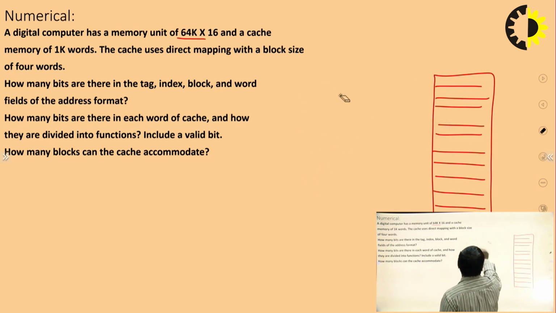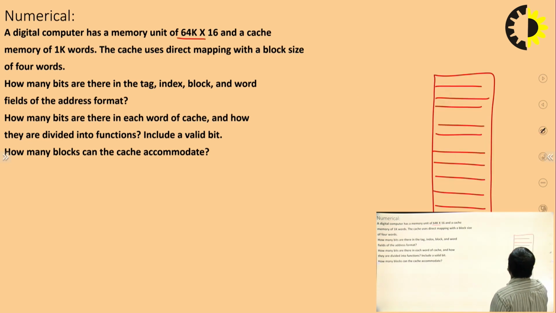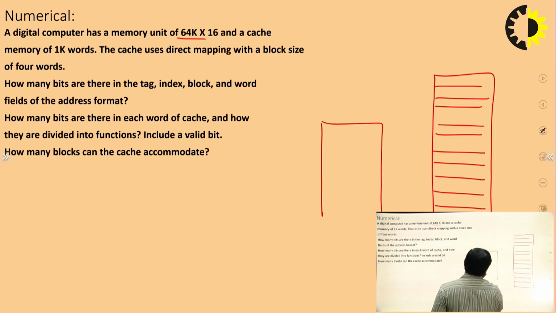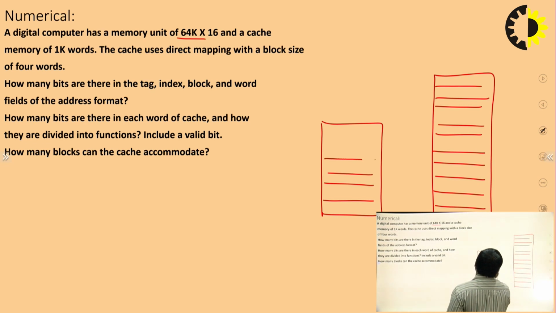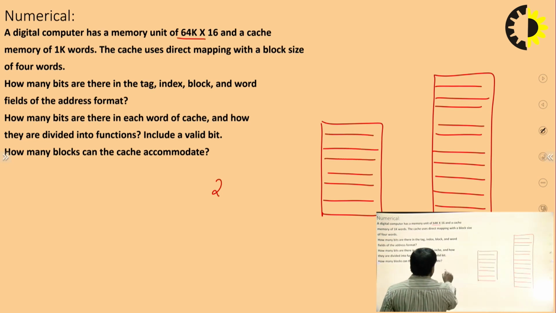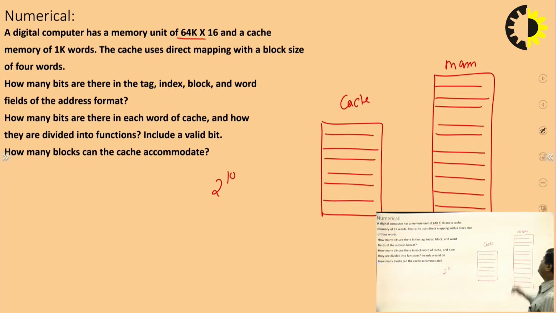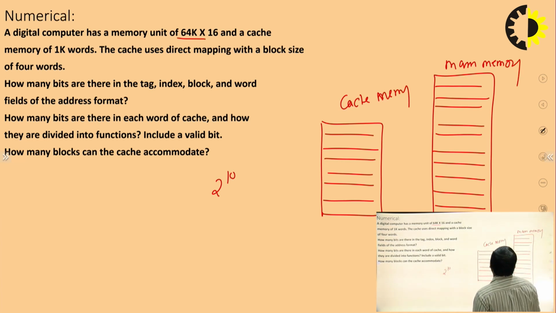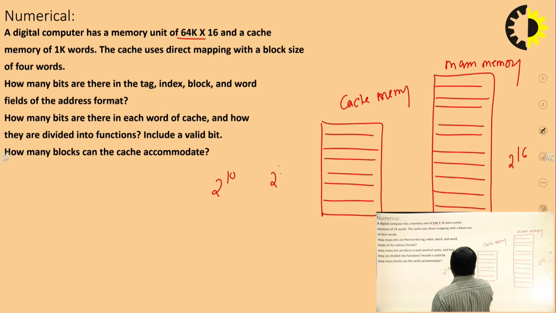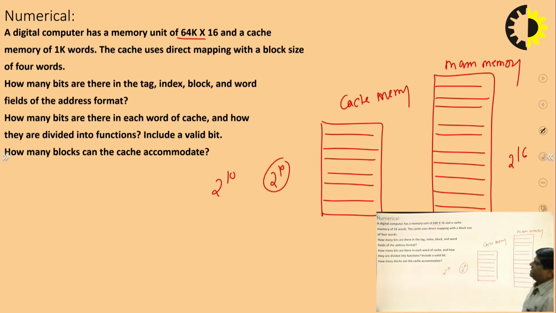What is the size of the cache memory? That is 1K, which means 2 to power 10 number of blocks are available in the cache. Now this is the main memory, and this is the cache memory, and we can calculate 2 to power 6 number of blocks available in the main memory and 2 to power 10 number of blocks available in the cache memory.